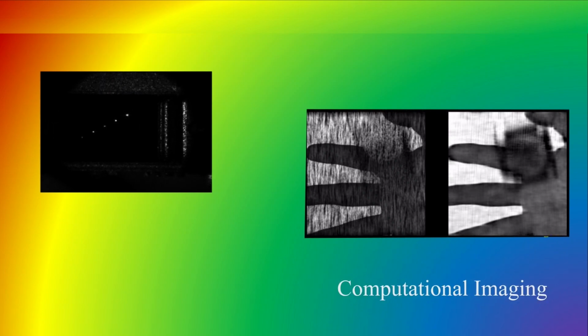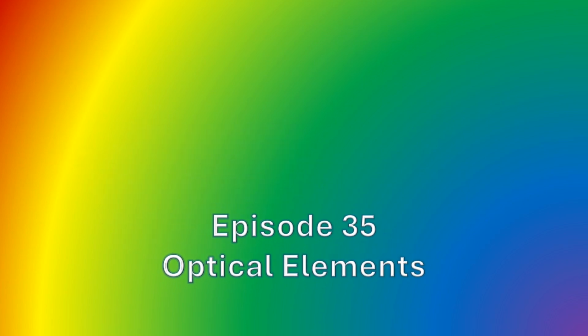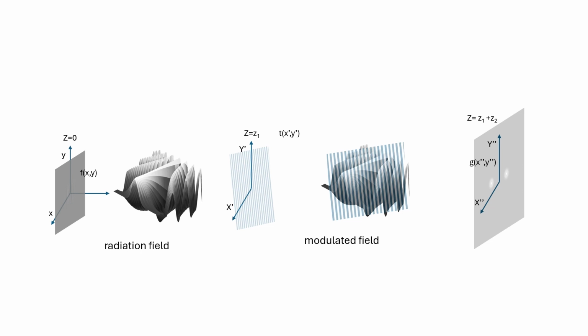Computational Imaging. Episode 35, Optical Elements. Chapter 5 of this course focused on field propagation. So given the field distribution on an input plane here, f of x, we could calculate the field on an output plane, g of x prime, y prime.